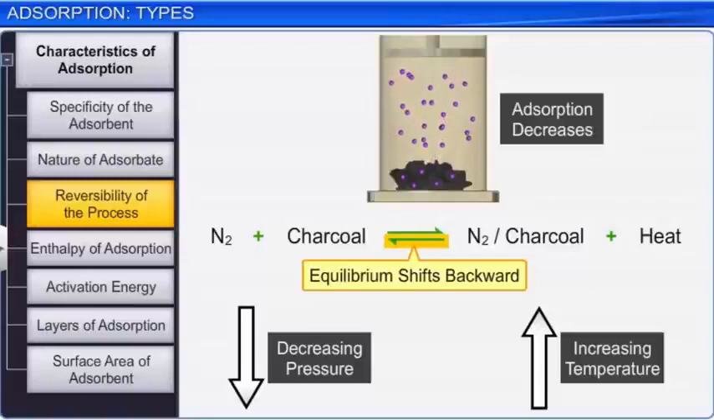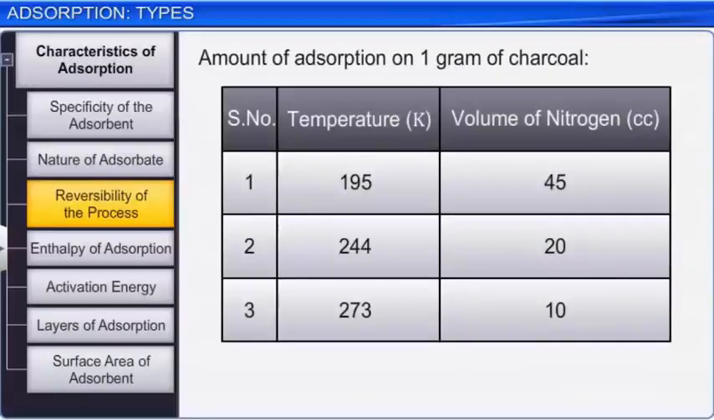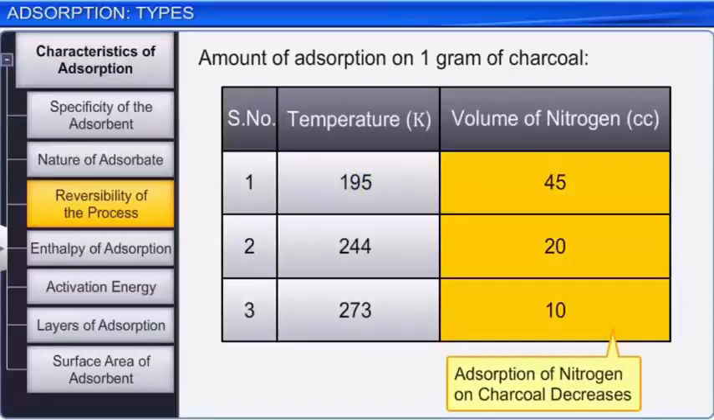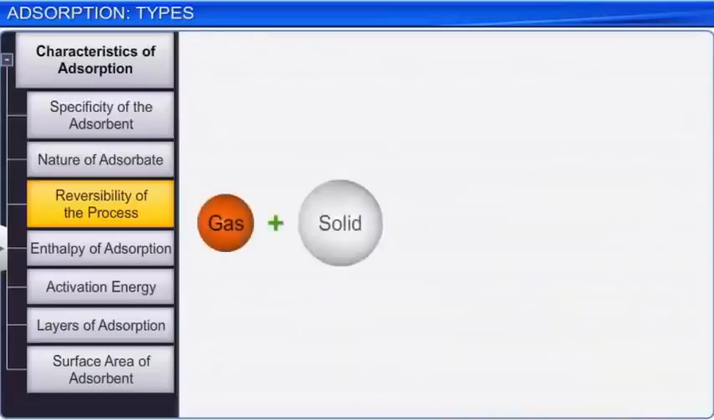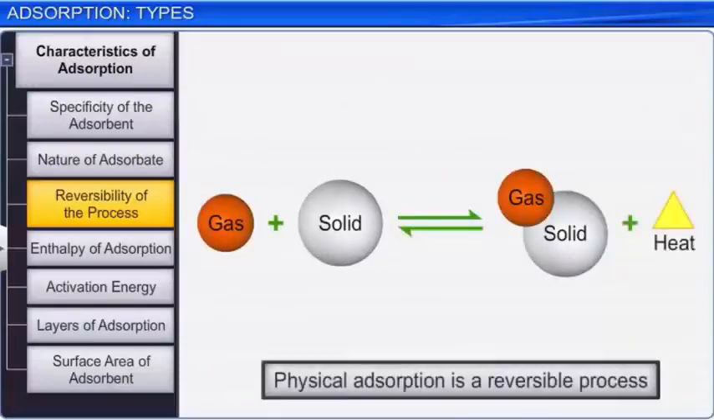For example, 1 gram of charcoal absorbs about 10 cc of nitrogen at 273 Kelvin, 20 cc at 244 Kelvin, and 45 cc at 195 Kelvin. It is observed that adsorption of nitrogen on charcoal decreases with an increase in the temperature. Thus, we can say that physical adsorption is a reversible process due to the presence of weak van der Waals forces of attraction.